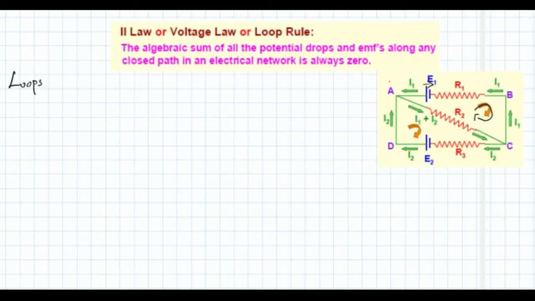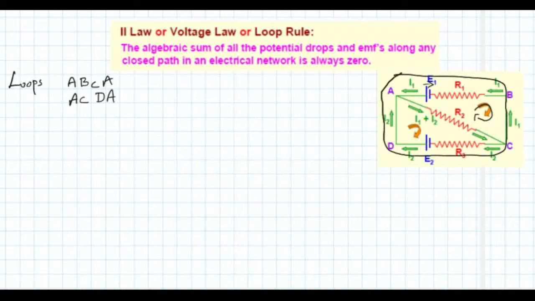So again we can just list the different loops. The loops are A, B, C, A. So this is one loop. Then our second loop is A, C, D, A. A loop means it is a closed path. So A, C, D, A forms a closed path, so it is a loop. Then the third loop is A, B, C, D, A. So A, B, C, D, A forms a closed path. So that is the third loop.